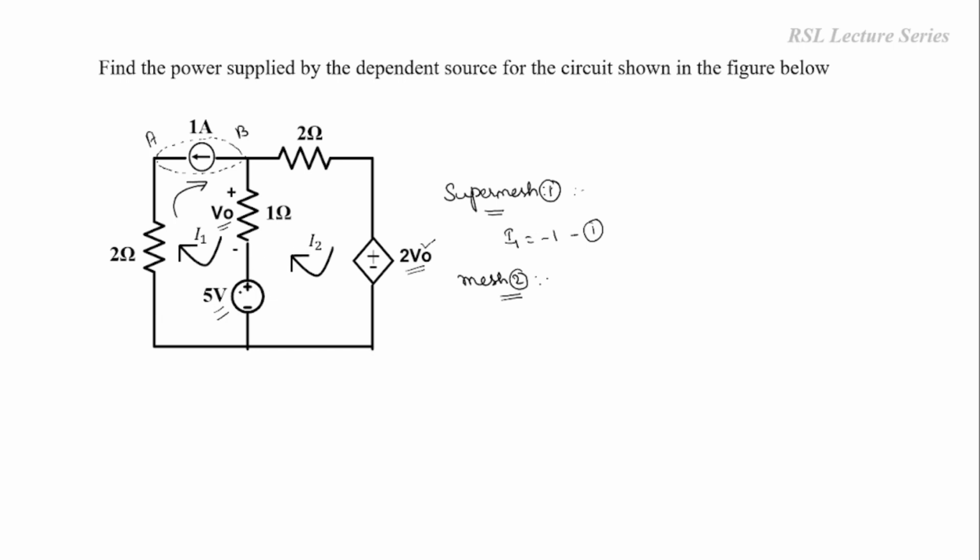So with respect to 5 volt source, the current I2 is flowing from negative to positive. So if the current is flowing from negative to positive, then it is considered as voltage rise. So voltage rise is equal to 5. Okay. So if you see this voltage source, the current I2 is flowing in the downward direction, that is from positive to negative. So it is considered as voltage drop only. So voltage drop 2 into V naught.